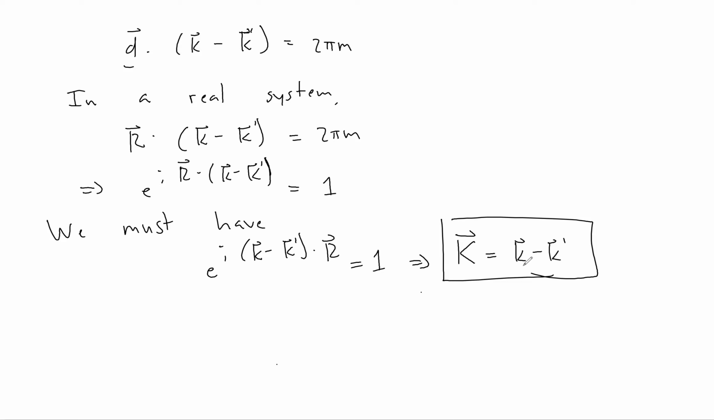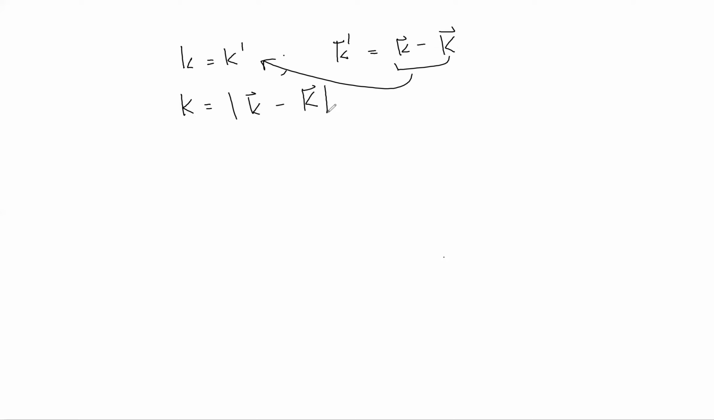Now there's an alternate formulation of this, which we can understand as follows. We know that the magnitude of little k is the same as the magnitude of little k prime. That's because the wavelength doesn't change. We also know that little k prime is equal to little k minus big K. So if we substitute in this expression for little k prime, we have the magnitude of little k is equal to the magnitude of little k minus big K. Now if we square both sides, we have little k squared is equal to little k squared minus twice little k dot big K plus big K squared. This tells us then that little k dot big K hat is equal to big K over 2.